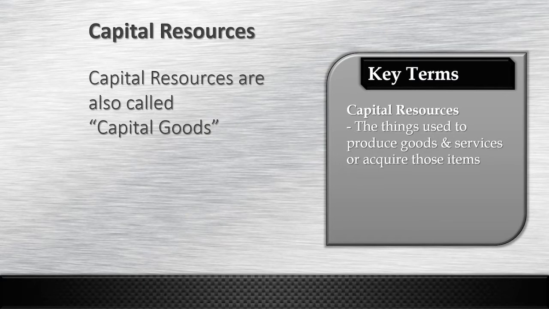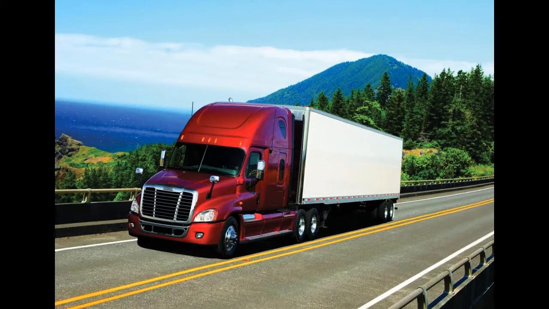Our third type of factor is capital resources. Capital resources are the things that you use to make the goods and services. Unlike natural resources, which are the raw materials that become the goods or services, capital resources are like the equipment that you use to process that. It's like the chainsaw you use to cut down the tree. It's the truck that you use to haul the cattle. It's the tractor that's used to harvest the wheat.